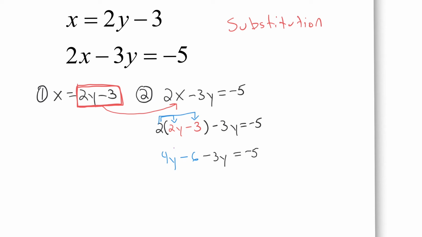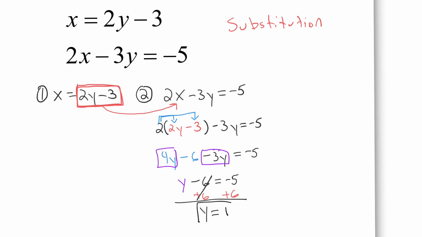You guys are going to combine like terms. 4y minus 3y, that's 1y, or just y. We don't need that invisible 1. Minus 6 equals negative 5, and add 6 to both sides. So the y value is positive 1. Negative 5 plus 6 is 1.